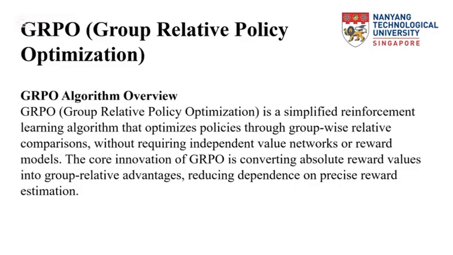And then I will introduce the algorithm which our project uses. It is GRPO, which means Group Relative Policy Optimization. First is a total overview. GRPO is a simplified reinforcement learning algorithm that optimizes policies through group-wise relative comparisons, without requiring independent value networks or reward models. The core innovation of GRPO is converting absolute reward values into group relative advantages, reducing dependence on precise reward estimation.